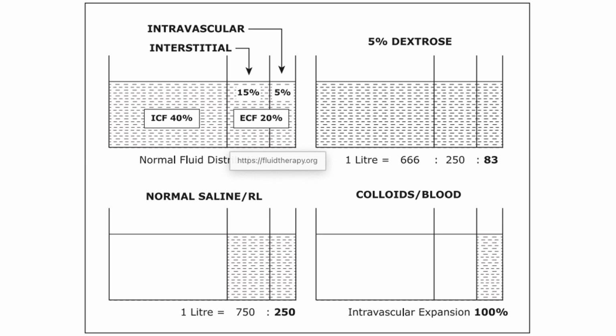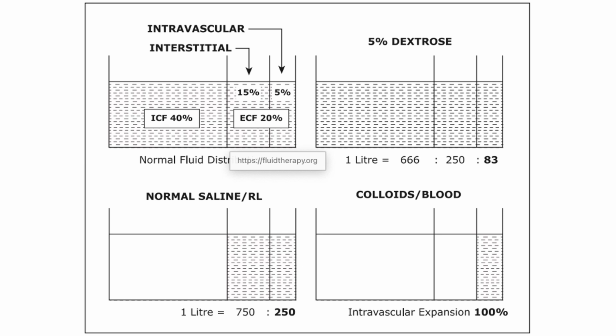Two-thirds of the fluid, that is out of 1 liter, 666 ml will go to the intracellular compartment. The remaining one-third, that is 333 ml, will be distributed in the extracellular compartment. In the extracellular compartment, 250 ml will be distributed in the interstitial space, and only 83 ml will be redistributed in the intravascular compartment. So if we give 1 liter of 5% dextrose in the hope of increasing the patient's blood pressure, it will increase intravascular fluid by only 83 ml.